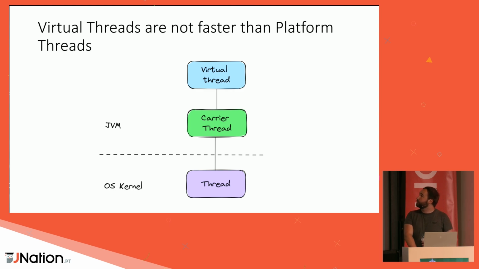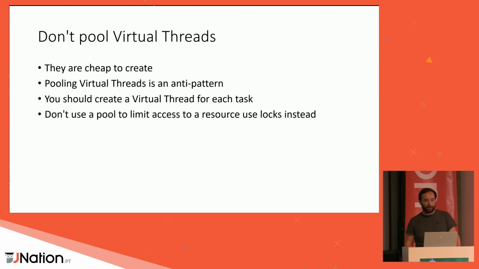And like I said, these virtual threads aren't any faster because they still run on a carrier thread, which is still a platform thread. So they are just a nice little abstraction to create a few more threads than you could before. And then a few design points: you want to create virtual threads right when you need them. You don't want to pool these virtual threads. That's really an anti-pattern. You should just create a virtual thread for every task that you have. There are some code bases where people use a pool of threads to limit access to a resource, but it would be better to just replace that with a lock instead.